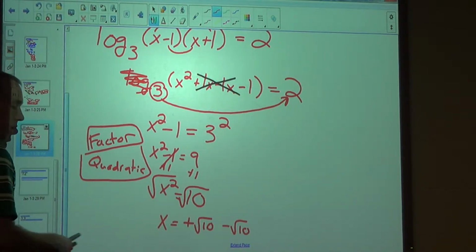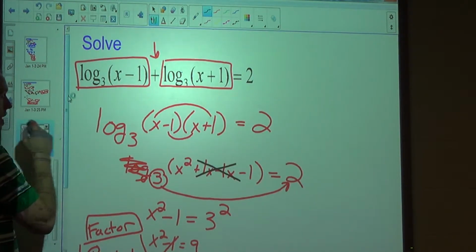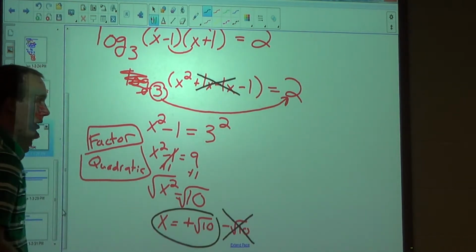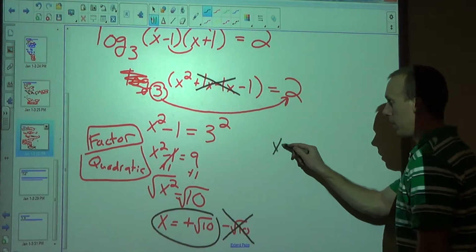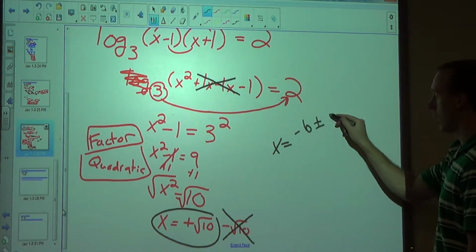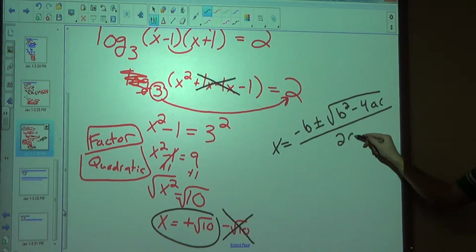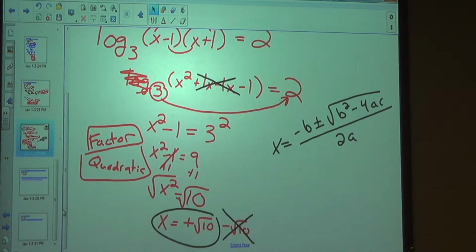Okay, and what do you know about logarithms? What number will not work up here? Negative. So you know logarithms can't be negative, so in this problem, the positive square root of 10 would be the only answer that would have worked. But on the test, you might have to do factoring, you might have to do quadratic formula. What's the quadratic formula? x equals negative b plus or minus the square root of b squared minus 4ac, all over 2a. So that's the quadratic formula if you need to use that. Okay? Any other questions or anyone not done working on this one?